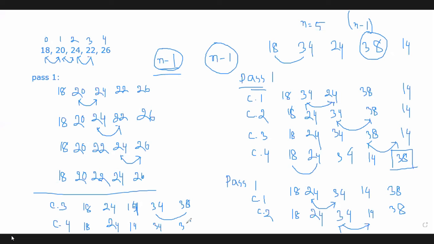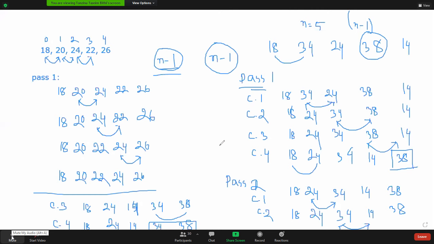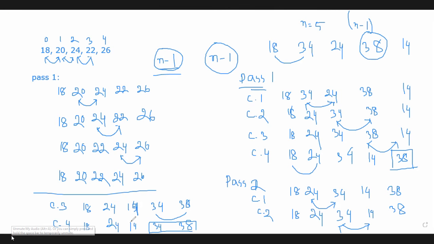Now look at this. Inside the second pass, pass number 2, how many comparisons did we need? N minus 1 comparisons. After the comparisons, we can say that now two elements, 34 and 38, are in their right positions. But the list is not sorted, because 14 is smaller than 24 and also smaller than 18. The list should be like this: 14, then 18, 24, 34, 38.